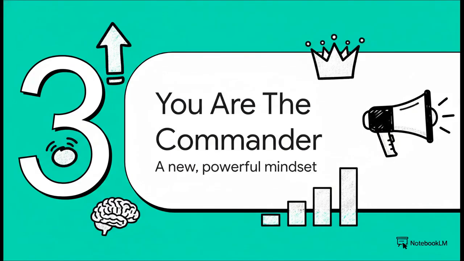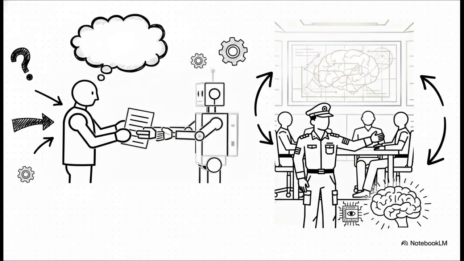Okay, so if that's the wrong way to do it, what's the right way? It's time for a major mindset shift. It's time to stop being the client and start being the commander. And this visual just shows the difference so perfectly. On the left, you've got the hired gun approach. You're just handing off the work and hoping for the best. But look at the right. As the commander, you're in the driver's seat. You're in the strategy room. You're directing the whole operation. And AI, it's your trusted advisor right by your side.